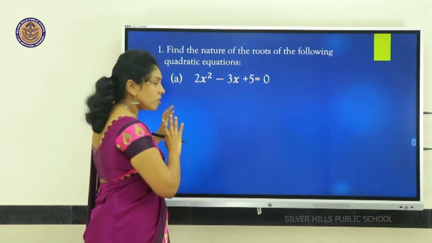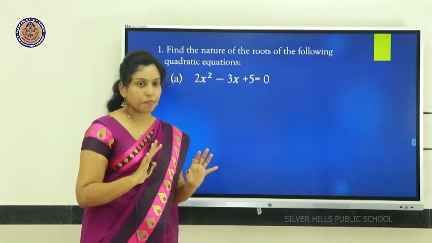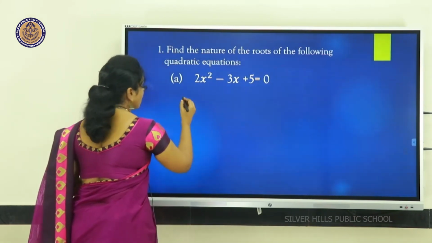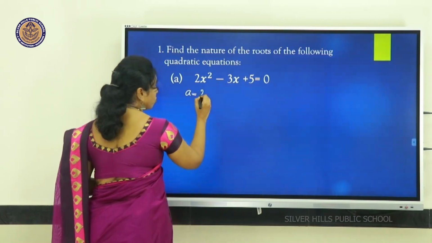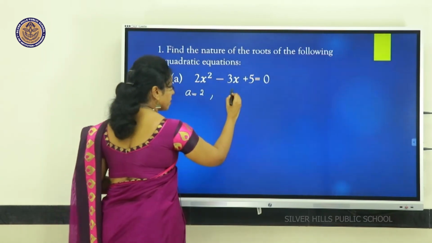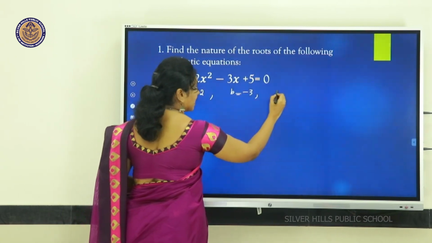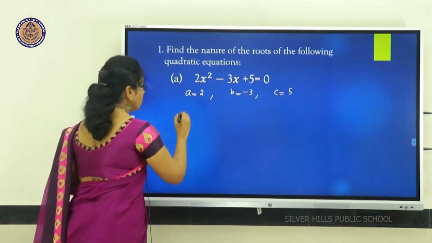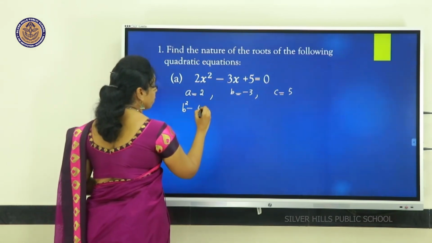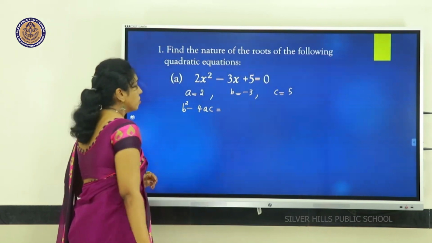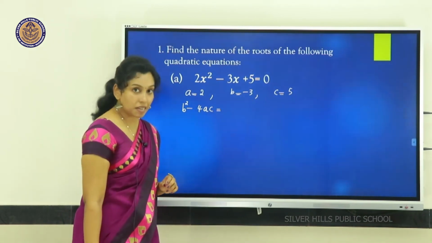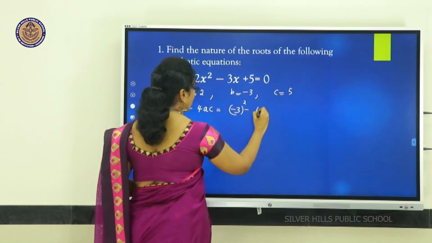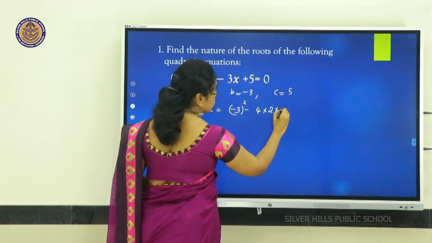So we just have to find b square minus 4ac and then check the sign, and then we can predict the nature. So for this question, a is 2, b is minus 3 and c is equal to 5. Only one step we need to do: find b square minus 4ac. That is equal to minus 3 whole square minus 4 into 2 into 5.